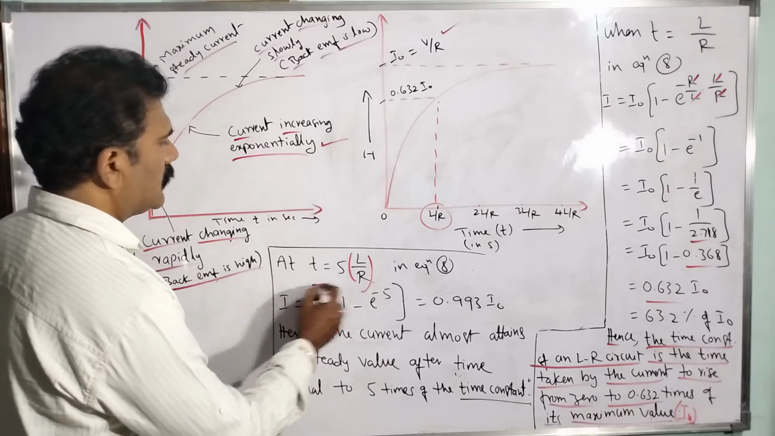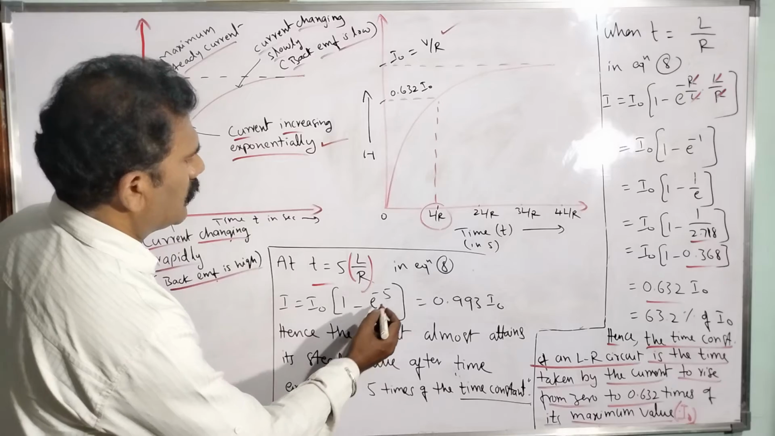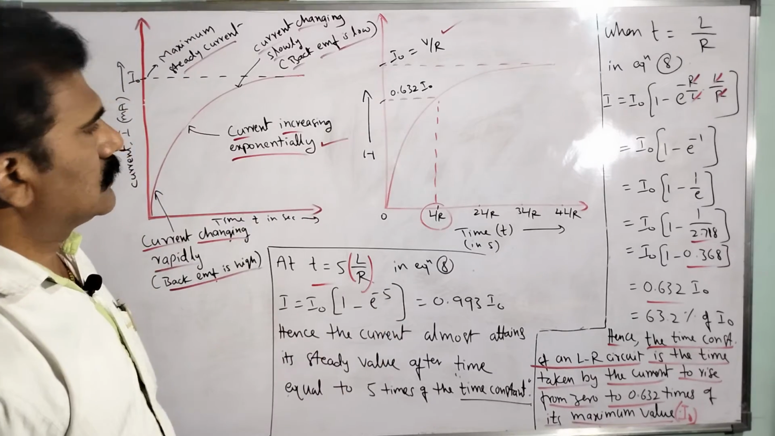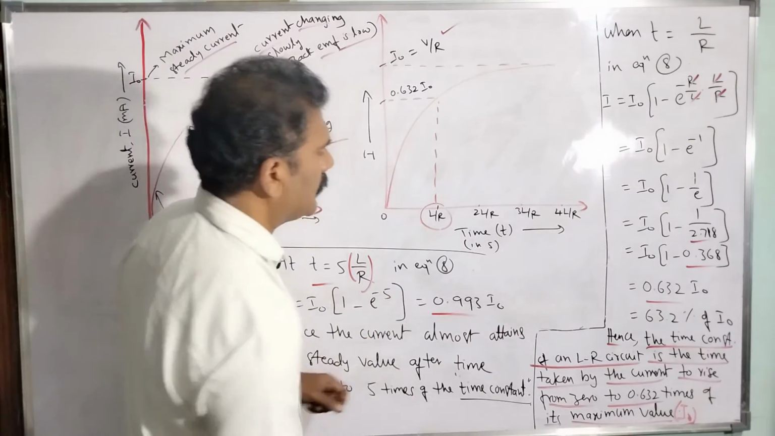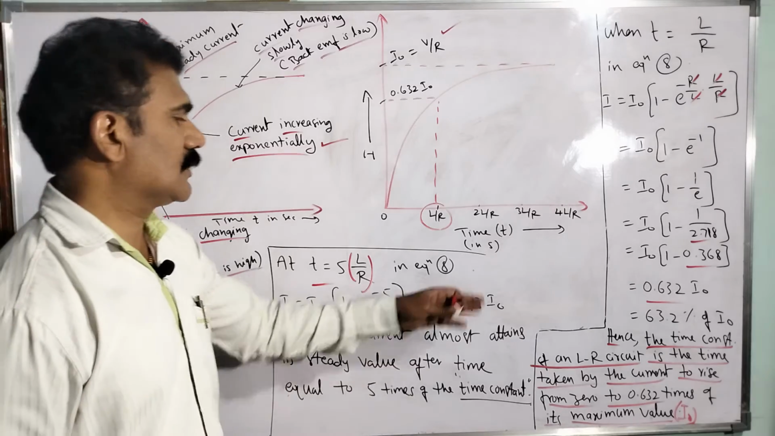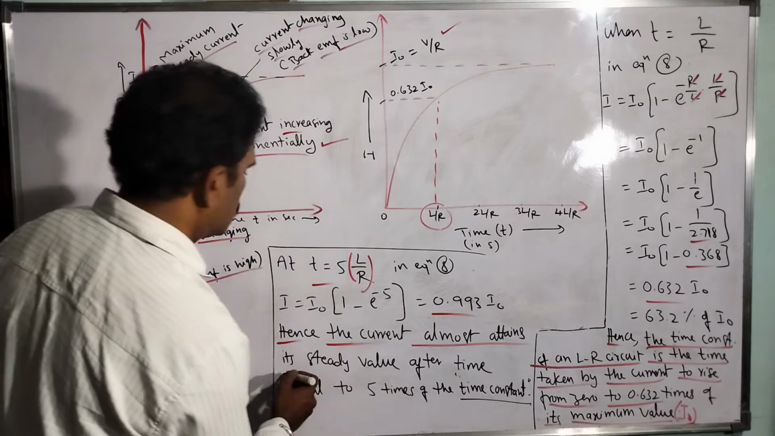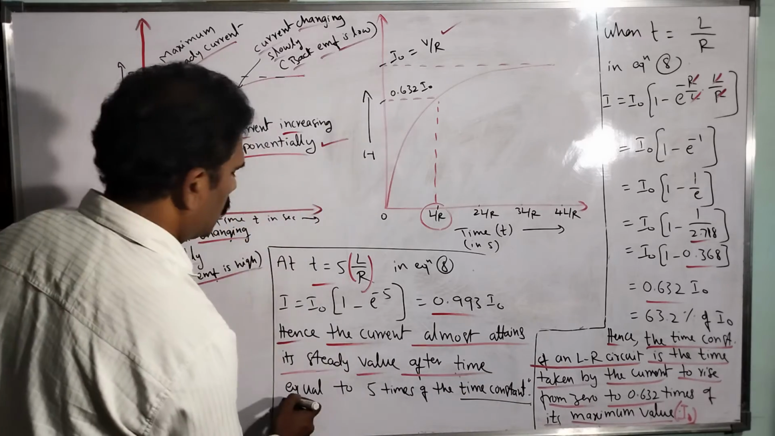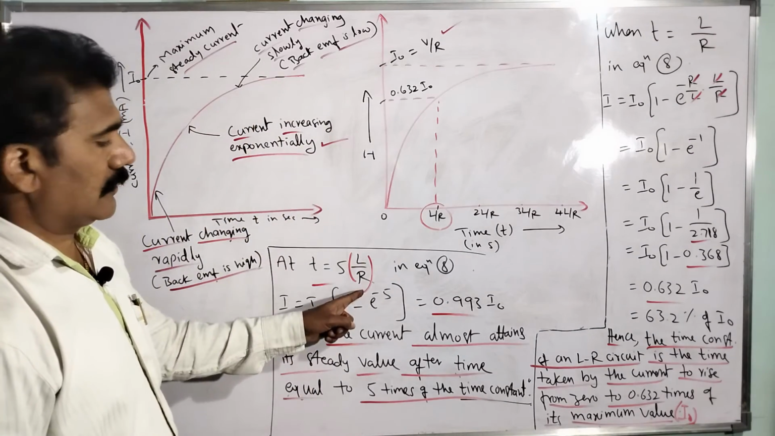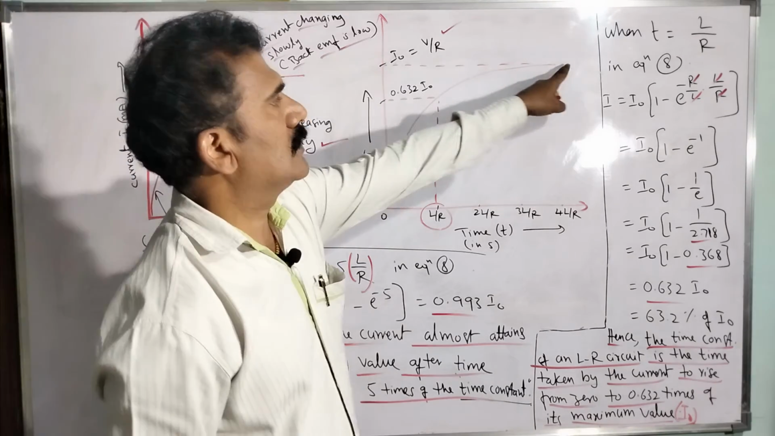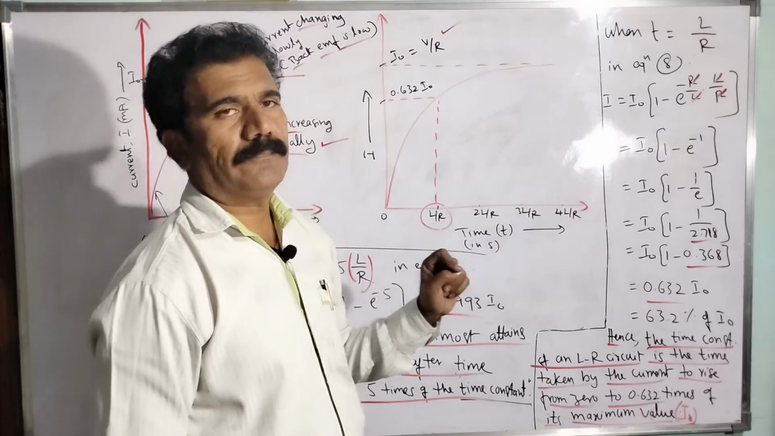Okay, so with the condition t equal to 5 into L by R in equation 8, substitute it now. So I naught into 1 minus e to the power of minus 5 you will get, isn't it? So instead of minus 1 you will get minus 5. If we simplify this equation you will get 0.993 times I naught. So that is almost equal to the saturation value I naught, isn't it? Hence the current almost attains its steady value after time equal to how much? 5 times its time constant, that is L by R. So it reaches almost the steady value after 5 times the time constant L by R. Clear? Okay.